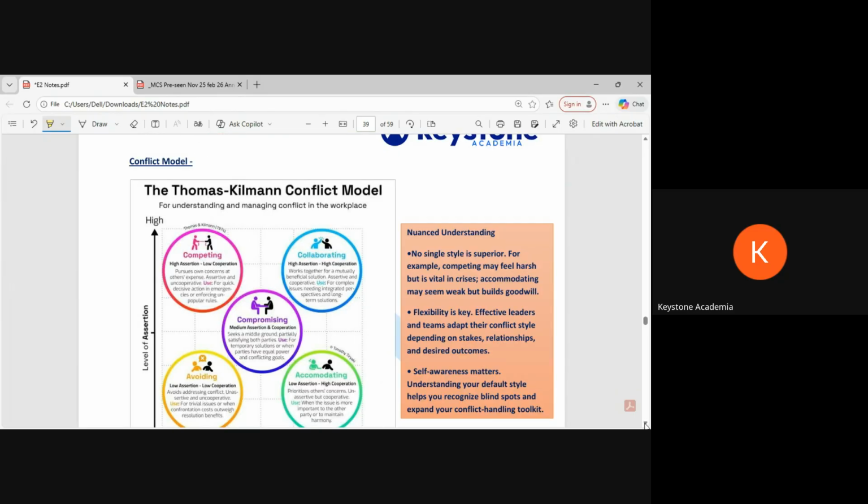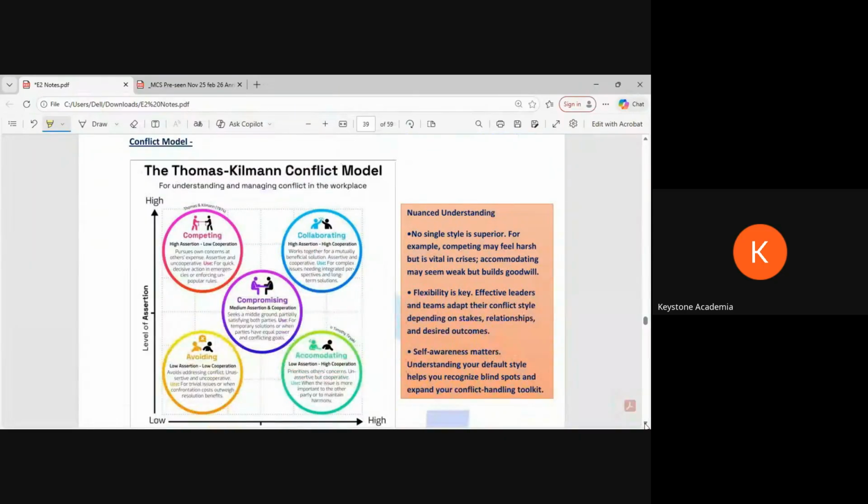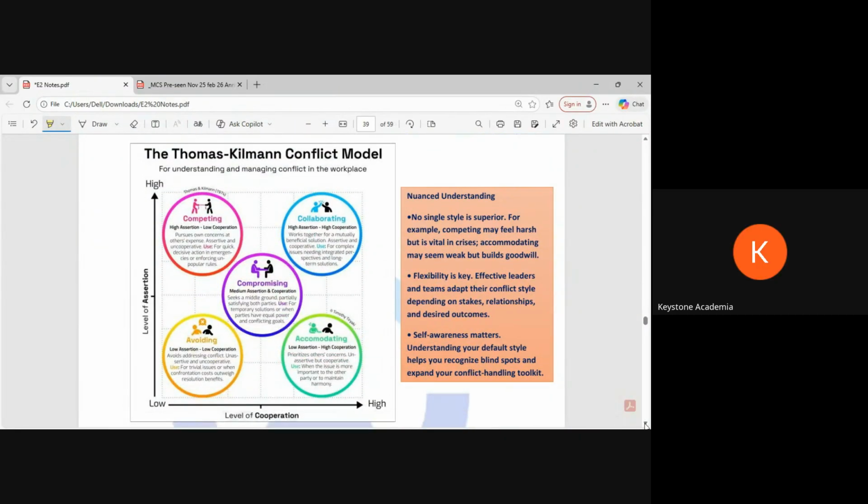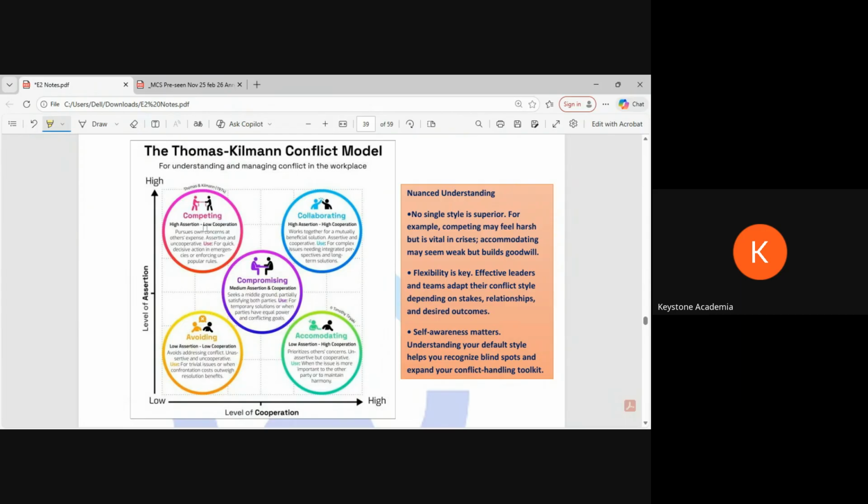Then another model we have for conflict. Which model to use depends on the type of conflict. First is competing. This is what usually happens. Collaborating, the other thing, when they come together. Accommodating, understanding, it's like negotiation. Then low cooperation, a little bit of support. They are just doing their job, and ideally it can be compromised.